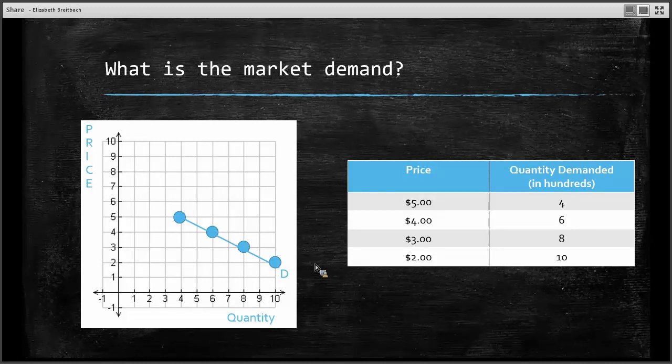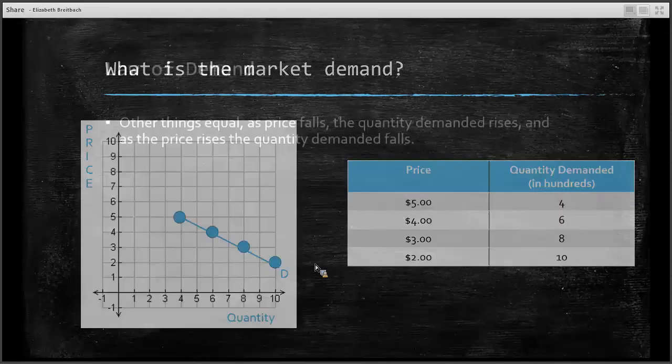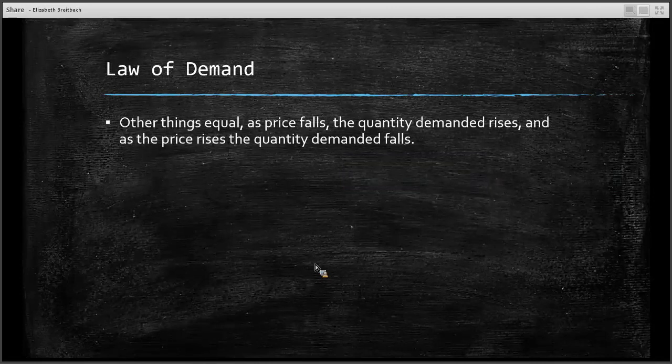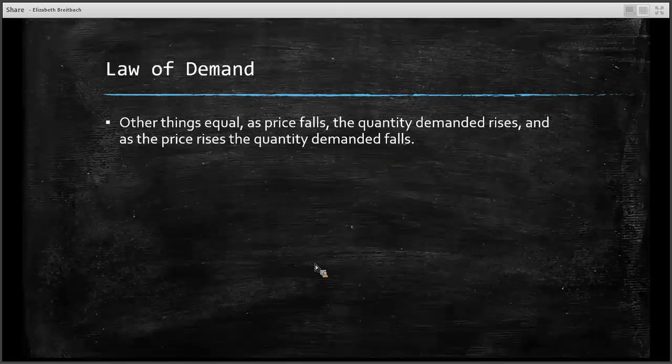Okay, what I want you to really pay attention to is the fact that as the price decreases, the quantity demanded increases. And so there's this inverse relationship between quantity demanded and price. And this is because consumers like low prices. We want the price of those products to be low. All right, so we have what we call the law of demand, and we're going to really break down this statement. But other things equal, as the price falls, the quantity demanded for a good will rise. And as the price rises, the quantity demanded for the good falls.